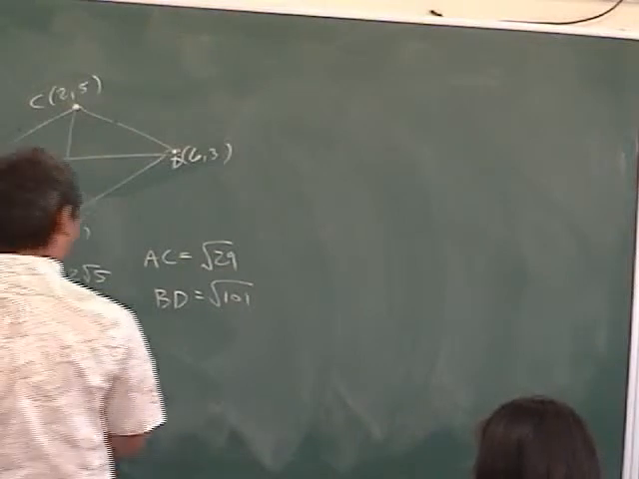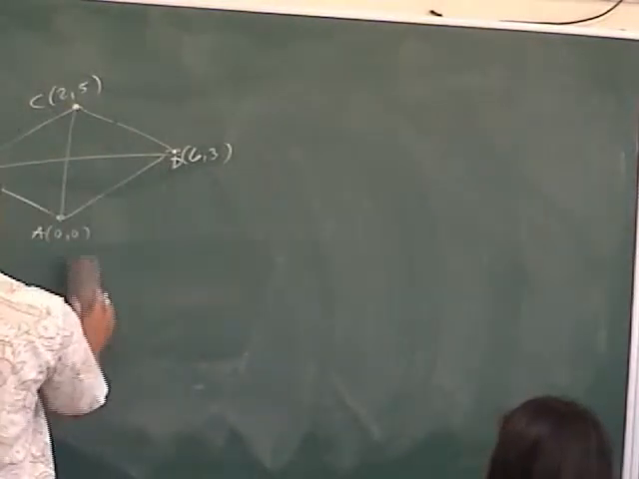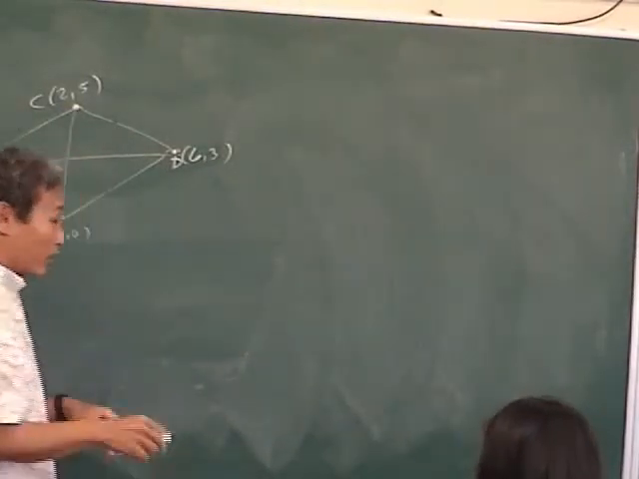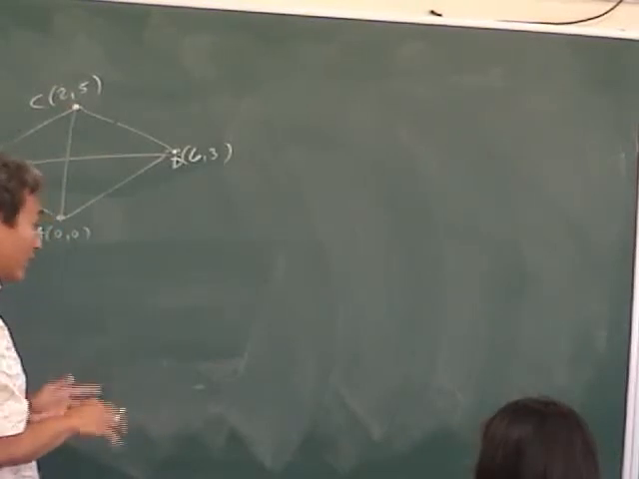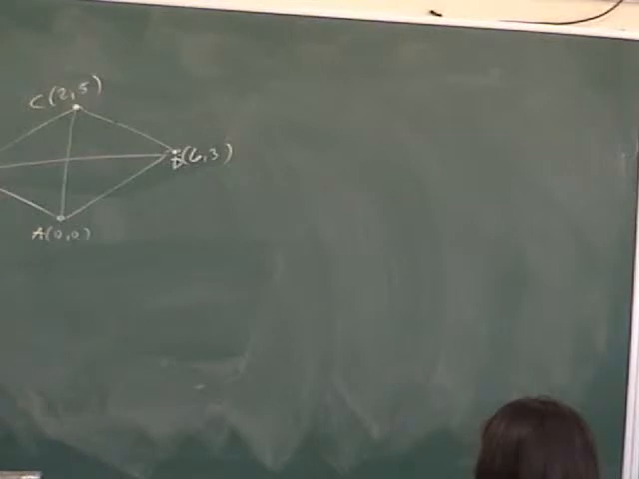Okay, what if I said, now you can only use slope? The only thing you can use is slope. What kind of quadrilateral is this? What do you think I'm going to start doing? I'm going to compute slopes.